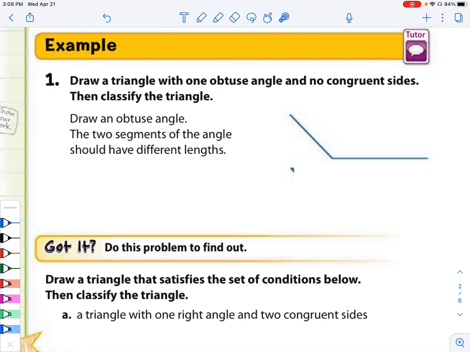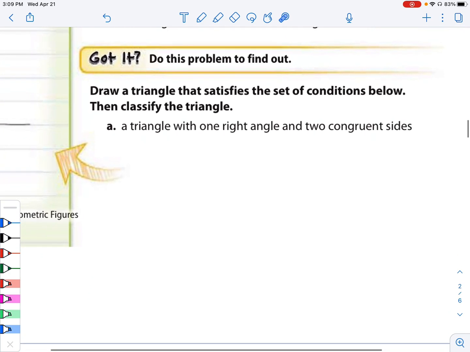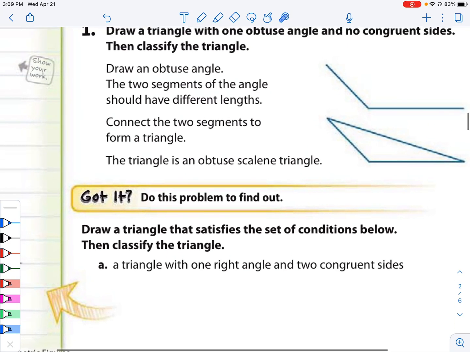Next thing we need to do, after we draw our obtuse angle, is simply connect the two segments to form a triangle. So we are going to connect that segment to that segment, and this is what we get right there. The triangle is an obtuse scalene triangle. No two sides are equal, so therefore it's a scalene triangle. And since one angle is obtuse, it's called an obtuse scalene triangle. All right, do the got it problem and let's see if you understand example number one.